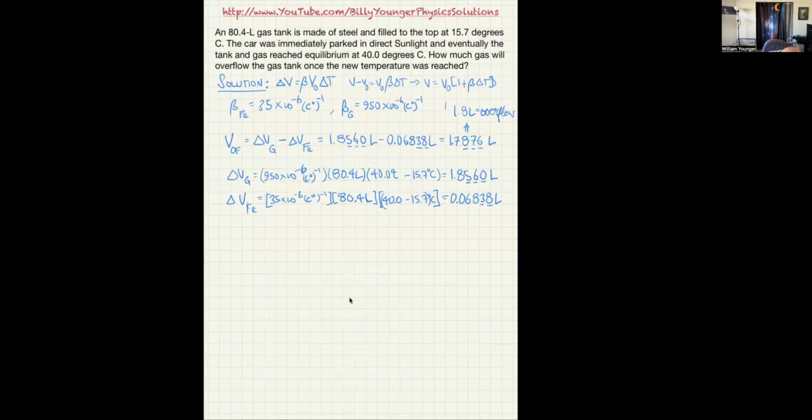So hopefully that gives you a little look into how we use the delta V equals beta V0 delta T formula. And that's about it.